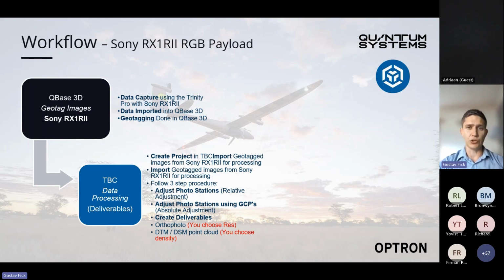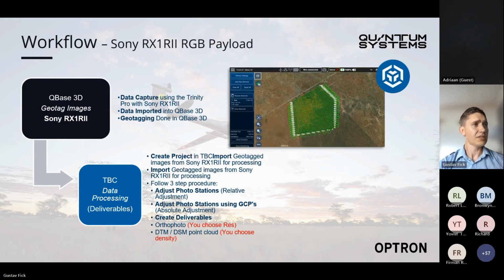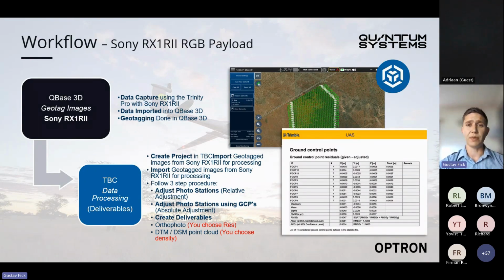Once the geotagging has been done, you will then import your geotagged images into Trimble Business Center to do your processing and then generate your deliverables. So that's just a glimpse of how your mission planning process would look in Cubase 3D. Once you've completed your processing in Trimble Business Center, a typical report like this can be generated.